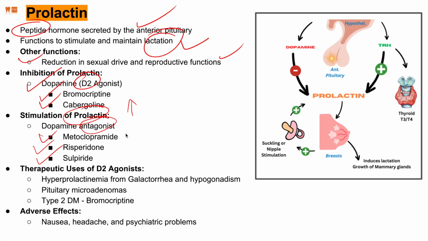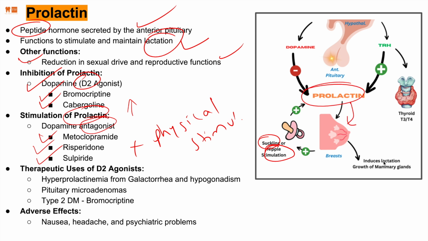These drugs will produce an increase in prolactin, along with physical stimulation, such as if a baby wants milk, they will stimulate the nipple by suckling. That will produce a positive feedback mechanism to prolactin into the breast, where the growth of mammary glands is induced and lactation is produced, and of course a positive feedback loop continues until dopamine comes into play and produces lack of prolactin. Okay. Therapeutic uses of D2 agonists.